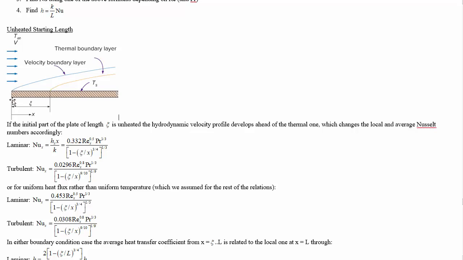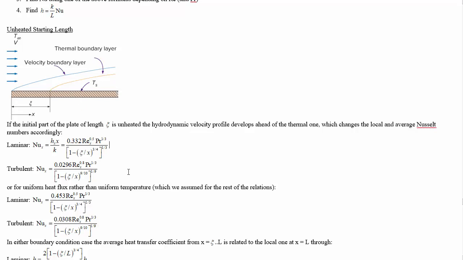as you get partway past the leading edge. So the velocity boundary layer starts developing first, and then the thermal boundary layer starts developing within a partially developed velocity boundary layer. In this situation, we've got this Greek letter xi showing us the unheated starting length, and you can use these convenient formulas to figure out what the local Nusselt number is under these circumstances.